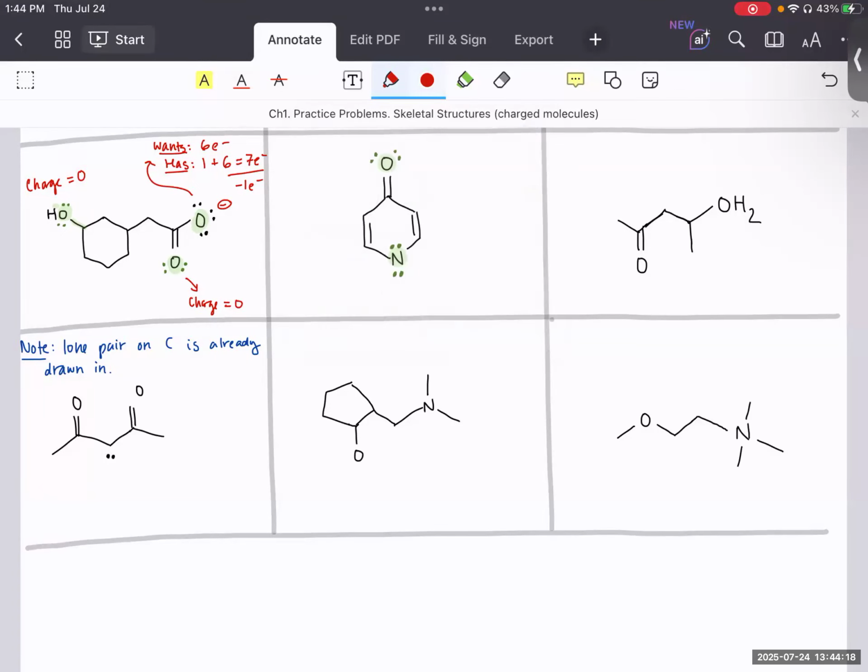And next we're going to calculate the net charge on that nitrogen. So nitrogen wants 5 electrons, and it has 2 from the bonds and then 4 from the lone pairs. And so if we do 5 minus 6, we get -1. And so this nitrogen has a negative charge.